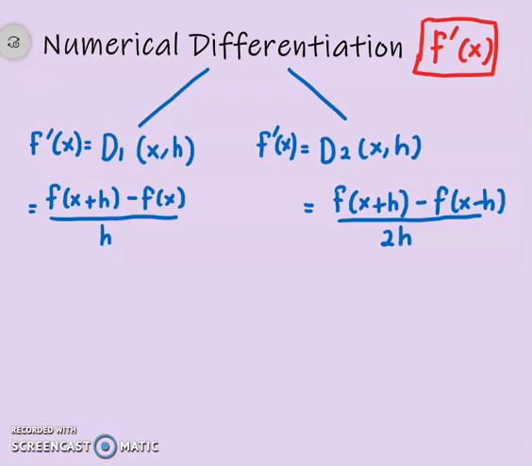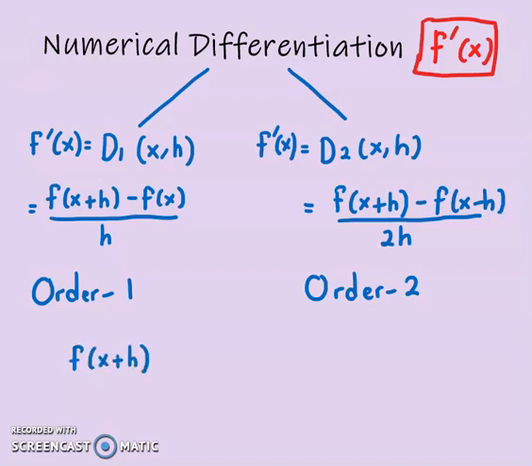Okay, so D1 is actually order 1, forward difference, and my central difference here is order 2. Now how do I get this order? There are a few ways to do it. You can expand the Taylor series and look into the h power. We know that this D1 is derived by the Taylor series, right? So I'm looking at f(x+h) by the Taylor series.